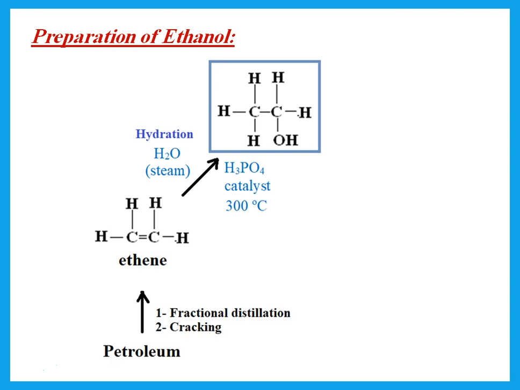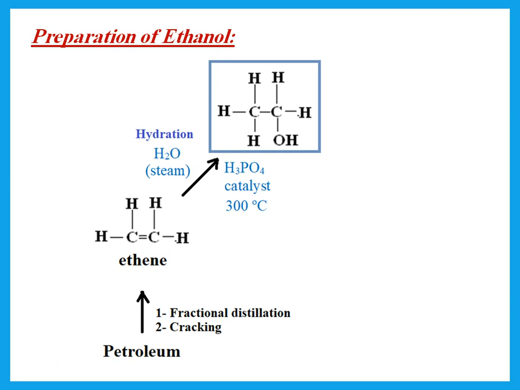Remember, we get ethene from petroleum. Remember, all organic compounds come from petroleum. Petroleum is a mixture of liquids. How do we separate a mixture of liquids? We do fractional distillation. So the petroleum, we do fractional distillation, we get a mixture, different liquids.